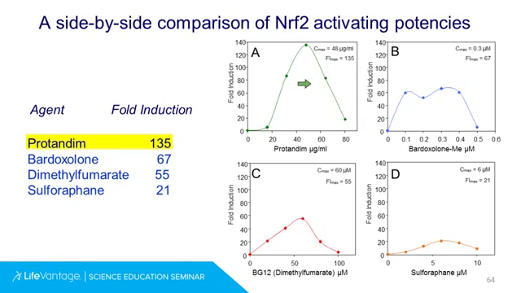But Protandim was actually twice as potent as bardoxolone and dimethylfumarate, or Tecfidera, in activating NRF2, and 6 to 7 times as potent as sulforaphane. And when I first saw this study, I was amazed, and I talked to Dr. McCord about it, and he said it's again because of that synergistic action and the fact that it tends to affect perhaps several different places of the KEAP1 NRF2 pathway, and by doing so, you can get a much higher activation of NRF2.